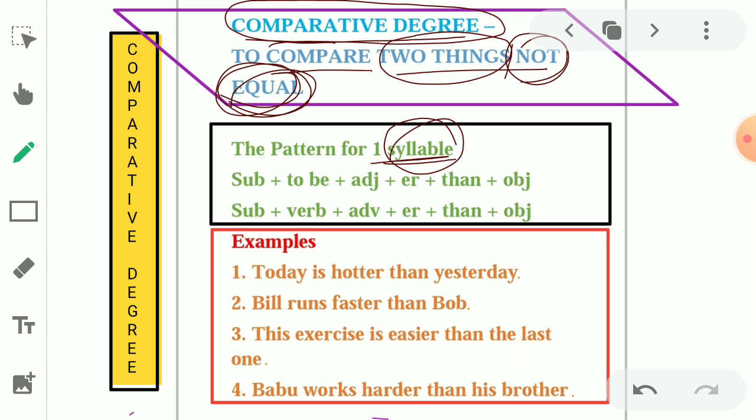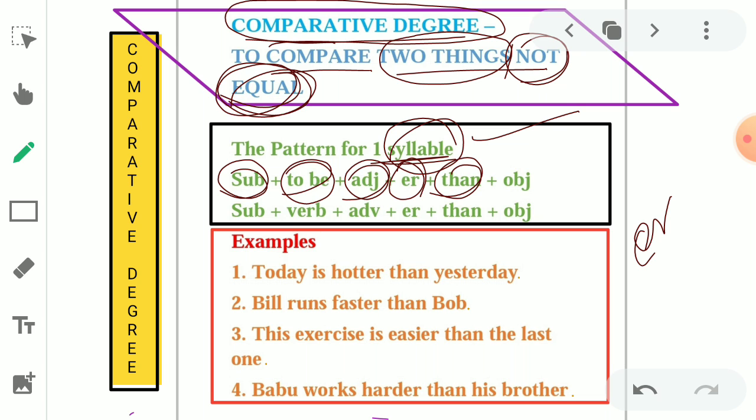Then, how is the pattern? The pattern is used for one syllable or single syllable. Subject at first, then to be form, adjective plus er. So the comparative form uses er after the adjective. Then than is compulsory in comparative, followed by the object. So what do you have to write? After writing the helping verb, you need to start with the adjective, adjective plus er because of comparative. Along with this, then than is also used. Got it?